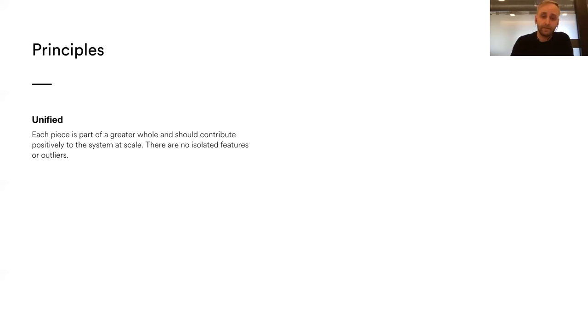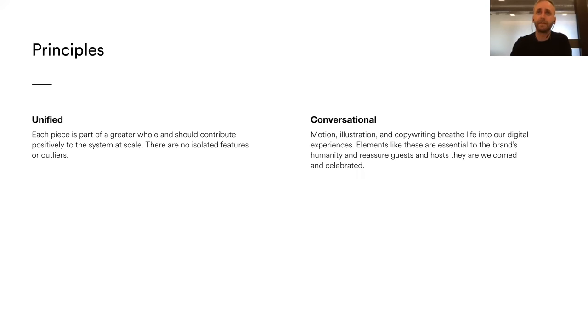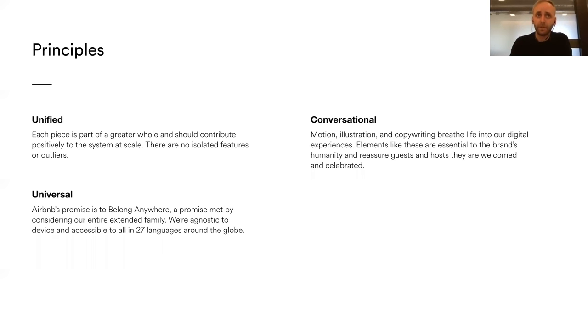We have a set of guiding principles that we use when we think about evolving this system. It should be unified, and this is just the idea that each part belongs to the whole, that it's a product in itself. It should be universal, and this has to do with Airbnb as a global company, and I think increasingly all companies are global to a degree.